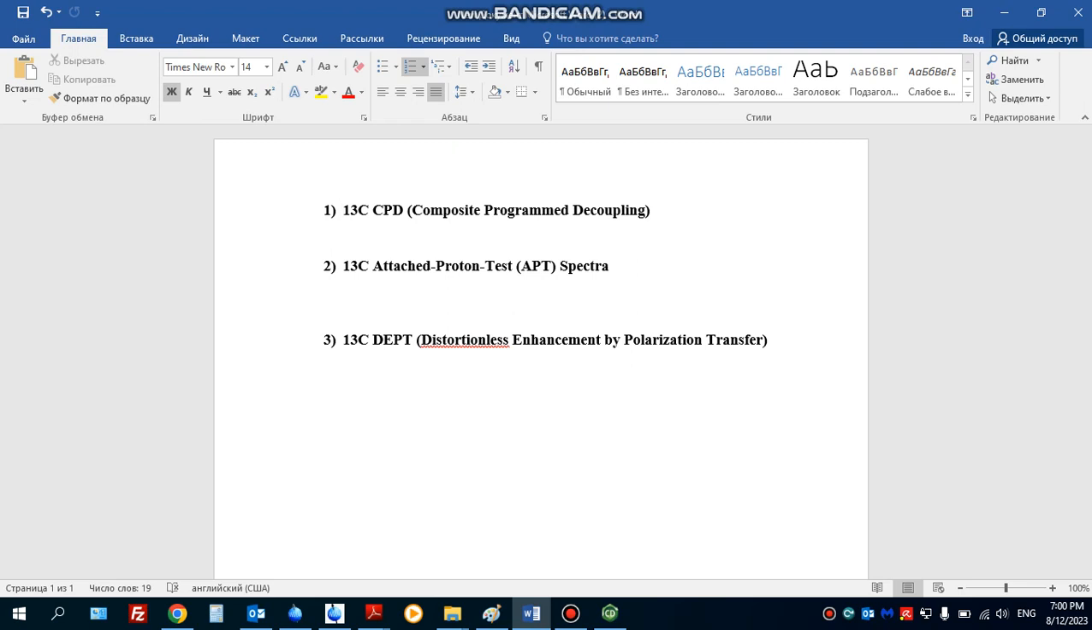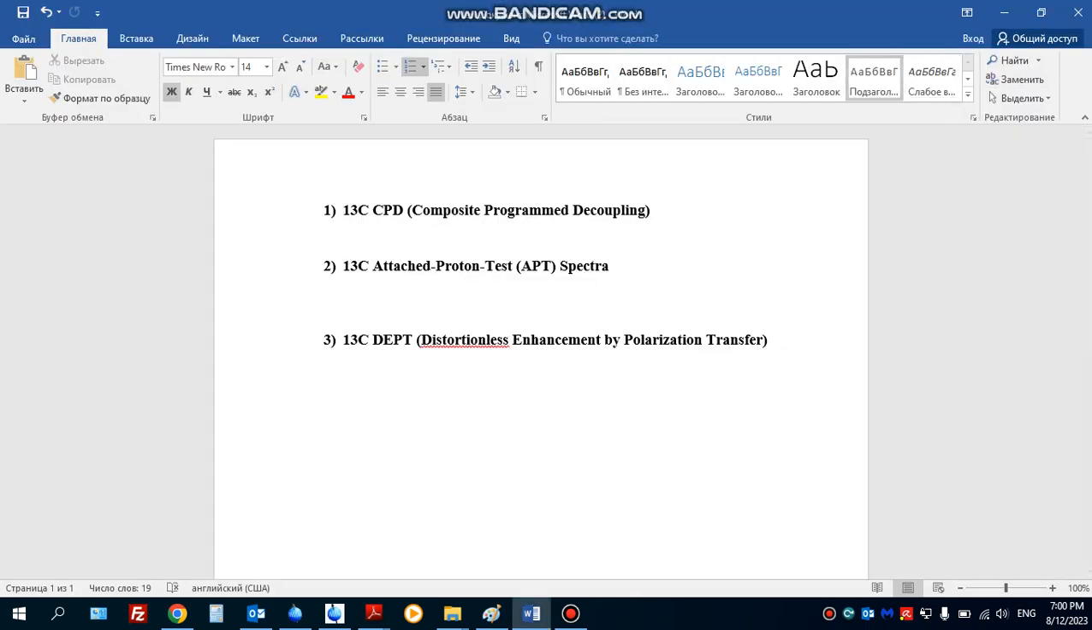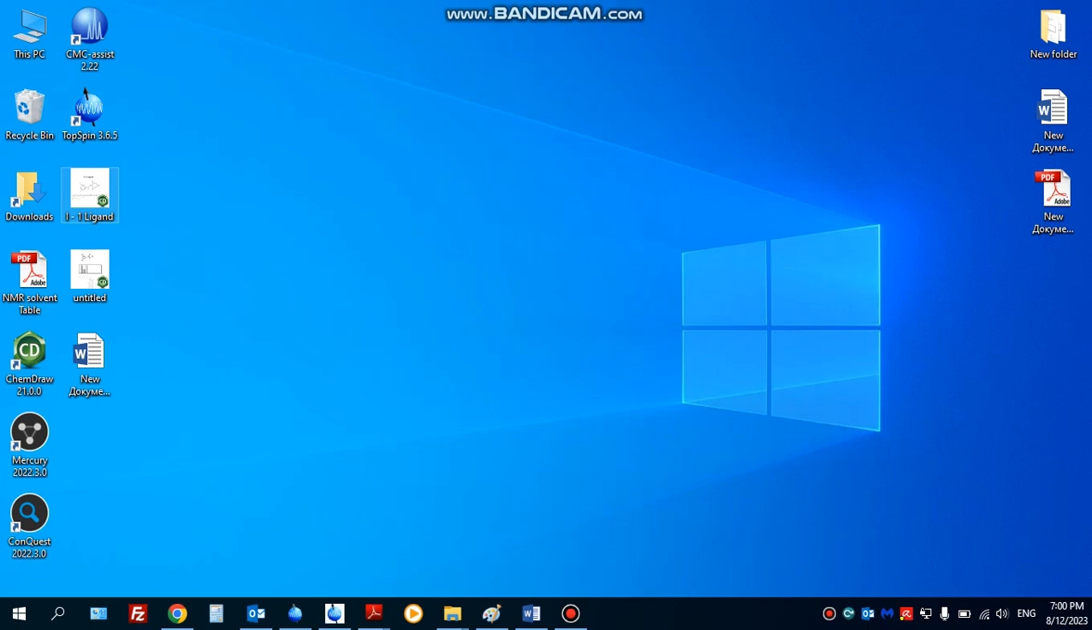we can draw proton spectra, carbon spectra, nitrogen spectra and so on, but today we will mainly focus on carbon spectra, and I will show you the difference between three different methods. What are the advantages and disadvantages of the three types of methods? So 13C CPD, composite programmed decoupling, 13C APT, Attached-Proton-Test spectra, and 13C DEPT, distortionless enhancement by polarization transfer. To show it more clearly, I will show you one example of a structure.